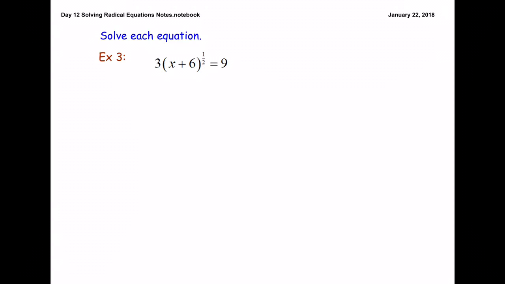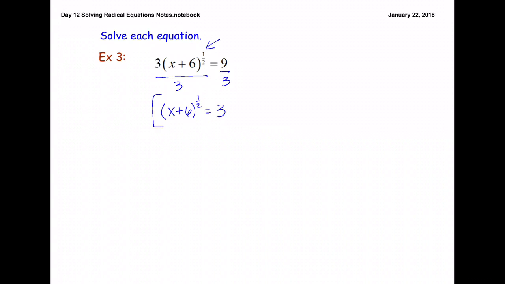Looking at example 3, we first want to isolate. If you notice right here, we have a 1/2 power. Something raised to the 1/2 power is saying the square root of that number. So same thing is true. We want to isolate that first. So we have the quantity of x plus 6 raised to the 1/2 power is equal to 3.